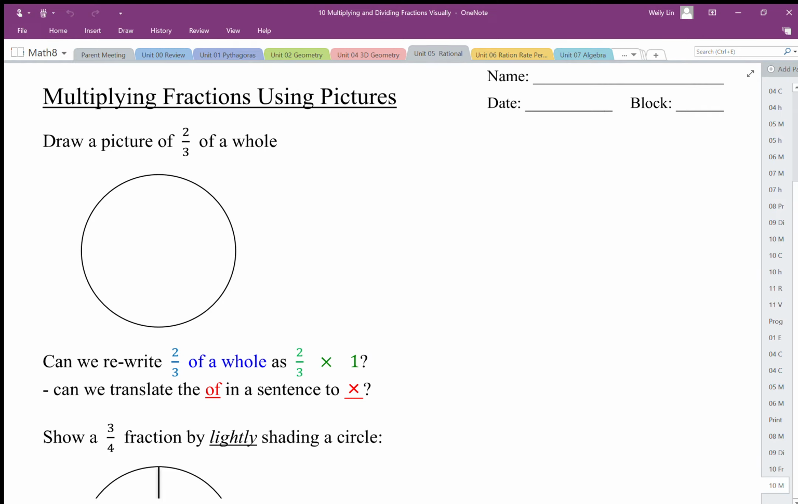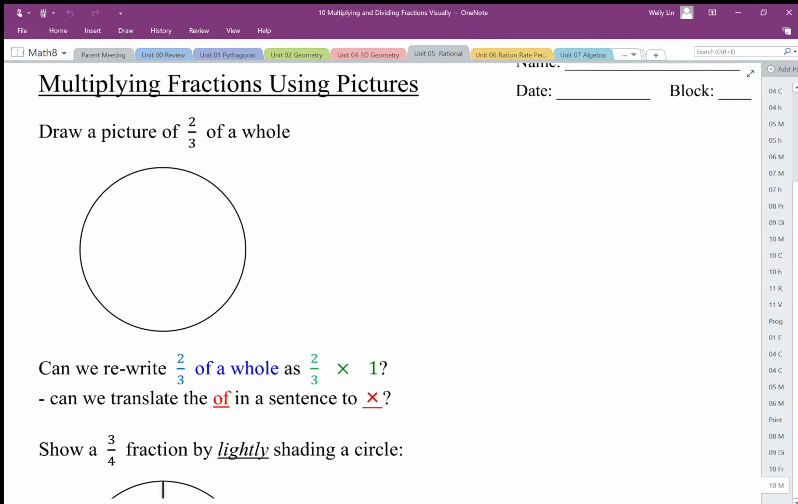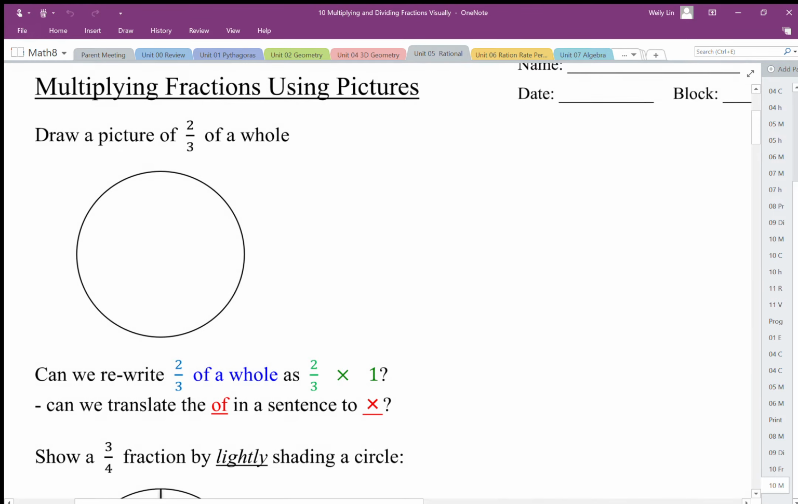We're going to make sure that we have a way to visually represent multiplication of fractions. And we focused on two methods of doing that in our class. So one method is looking at multiplication of fractions as a fraction of a fraction. So if I look at this example here, we have a picture of a 2/3 fraction.